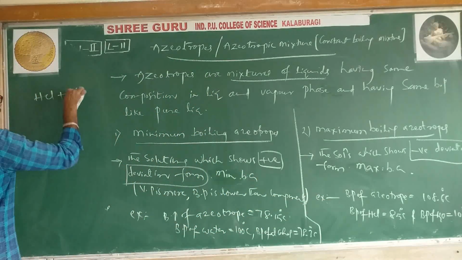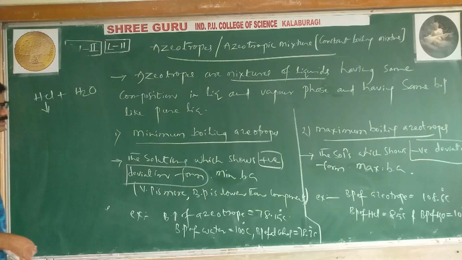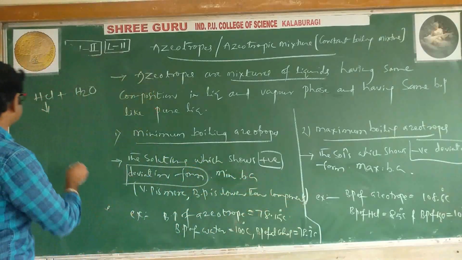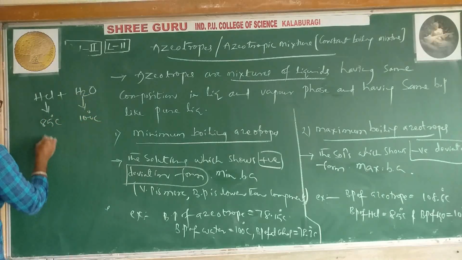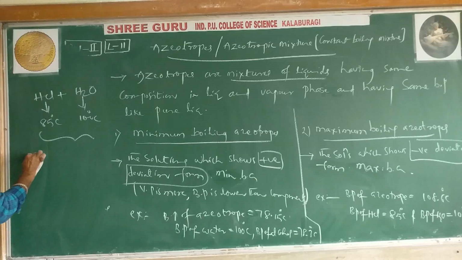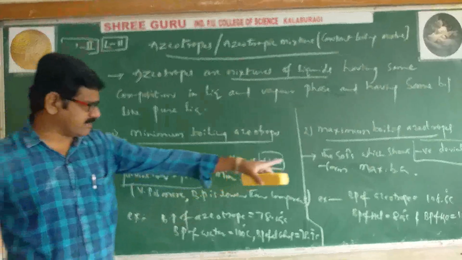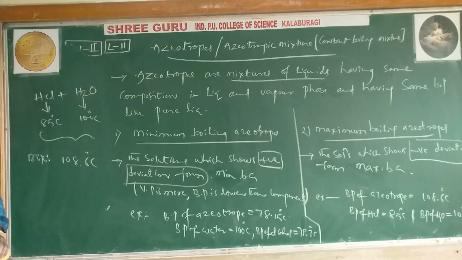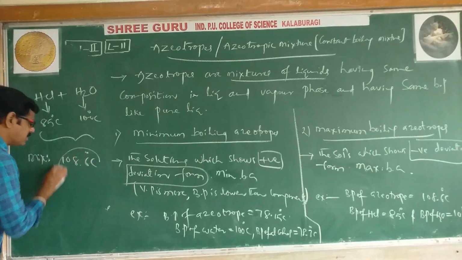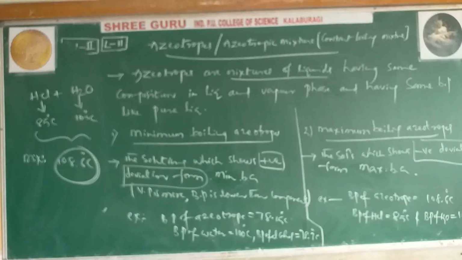Non-ideal examples are already known to you. The HCl boiling point is particularly mentioned as 85 degrees centigrade, and the water boiling point is 100 degrees centigrade. The mixture boiling point is given as 108.6 degrees. So if you compare the individual boiling points and the mixture boiling point, obviously the mixture boiling point is more than the individual components' boiling points. That's why it is called a maximum boiling azeotropic mixture.